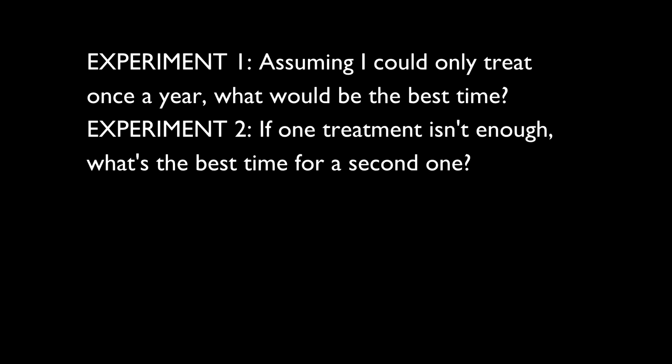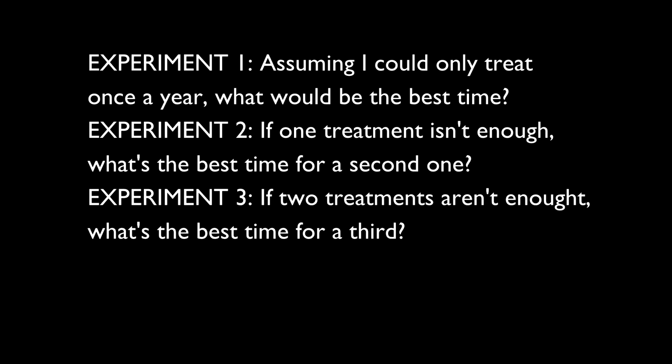Experiment 2 is looking at a second treatment, assuming that first one didn't take care of the problem. I use that as a base, and then apply a second treatment and go again from January all the way through December, applying that second treatment and finding out which of those combinations is the most effective. Experiment 3 is assuming a third treatment, assuming that the first two weren't sufficient, which they are not, then going through and finding out, okay, what's the third treatment possibility.